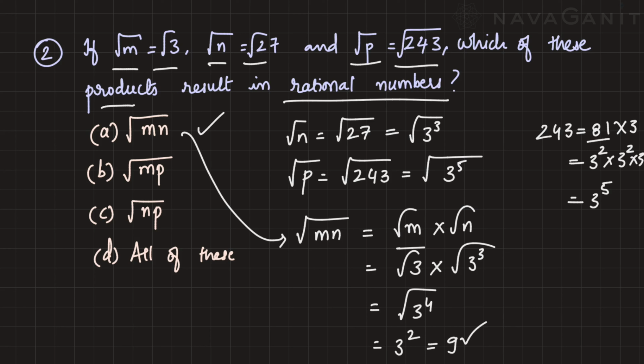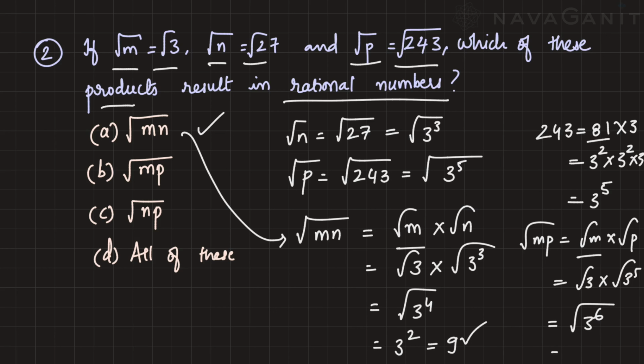Square root of mp would be square root of m multiplied by square root of p. Square root of m is square root of 3, multiplied by square root of p, which is square root of 3 to the power of 5. So this is square root of 3 to the power of 6, which is nothing but 3 cubed. This is 27. So this is also rational.